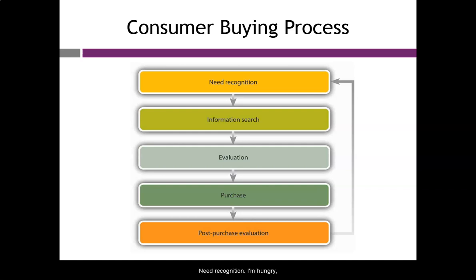Think about it. Need recognition: I'm hungry. I don't feel like going out. Information search: let's take a look at some online menus for Chopt and Panera and Chipotle. Evaluation: I feel like Chipotle. Purchase: go to your Uber Eats app, click, and there you go. And then post-purchase evaluation: it was delicious. I'd certainly consider Chipotle again. Boom. You just went through the consumer buying process.